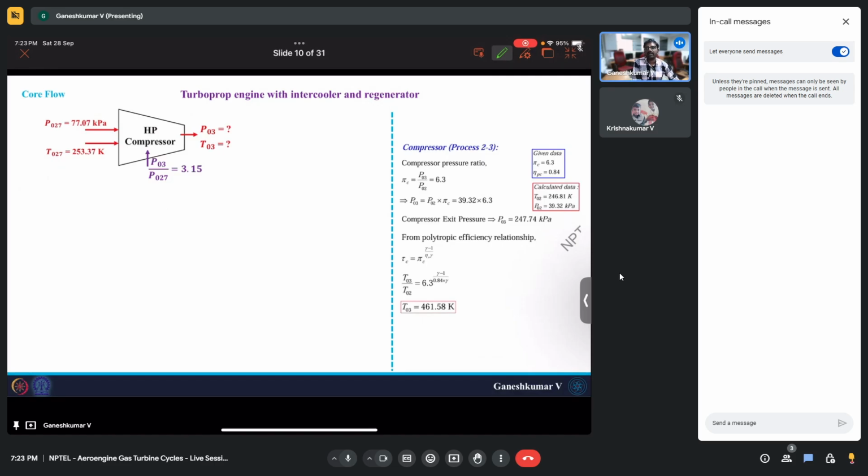And the next component that we have is the high pressure compressor. This intercooled air at pressure of 77.07 kilopascal and temperature of 253.37 Kelvin is going to enter the high pressure compressor, where the pressure ratio is going to be 3.15. And at the end of this, you will have proper comparison with the numbers that we got in the lectures. Okay, now the pressure ratio is 3.15, so it's going to be 3.15 times 77.07 kilopascal. That would be the exit of the high pressure compressor, and that was around 242.77 kilopascal, which is slightly less than the 247.74 kilopascal we got in the lectures.